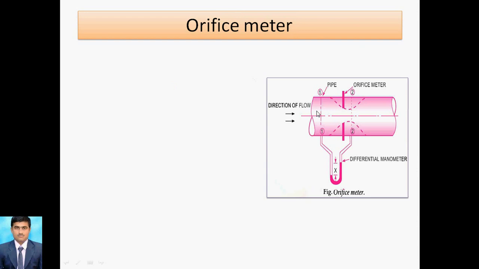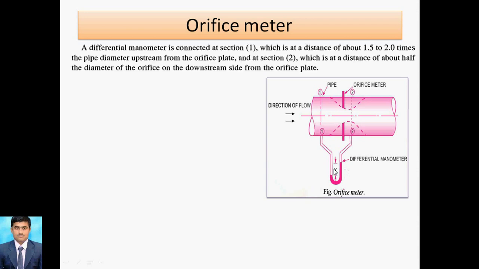First of all, we consider section 1 and section 2. Section 1 is considered at the pipe diameter, and section 2 is considered at the orifice plate. Section 1 and section 2 are clearly marked, and at points 1 and 2 we attach a differential manometer. Here water is flowing through this pipe, and in this manometer we are considering the manometric liquid, that is mercury. This is the construction. Now regarding the distances, it is about 0.5 to 2 times the pipe diameter, regarding the orifice plate.